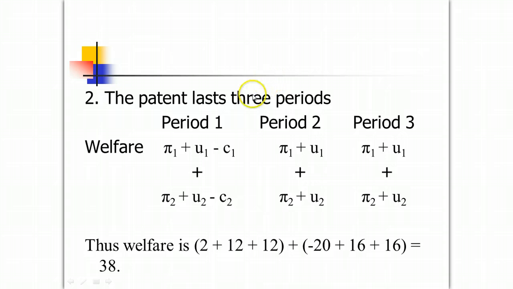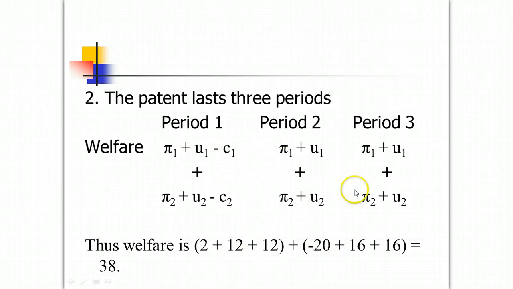If the patent lasts 3 periods, we also get innovation 2 created. So the firm goes and spends the 36 because it can recoup 12 as a supernormal profit, that's in excess of normal profit, in period 1, earn 12 in period 2, and then 12 in period 3. It recoups the R&D cost, and consumers get 4, 4, and 4. So when the patent lasts 3 periods, there's no expiry. At all times, the product is under patent protection.